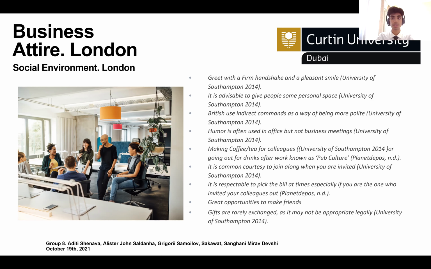There is also something known as pub culture in London, where after work people go to the bar and communicate with each other and get closer. This is also done on special occasions such as a colleague's birthday or someone's promotion. At these occasions, it's better not to reject a proposal and go along with it. Otherwise, you may come off as an introvert.